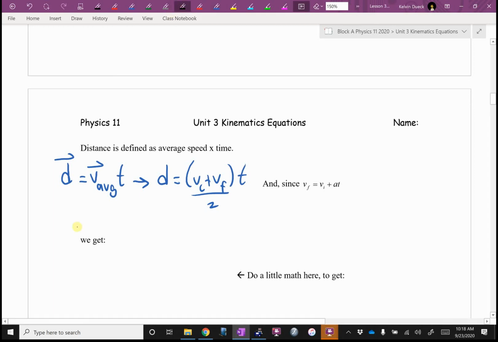Okay, we're going to get this. D equals, I'm going to drop the vectors for a while because it's going to just clutter things up. I'll bring the vectors in at the end. Big bracket, VI plus, what am I going to write instead of VF? And then there's a times T, and this whole mess is over 2.